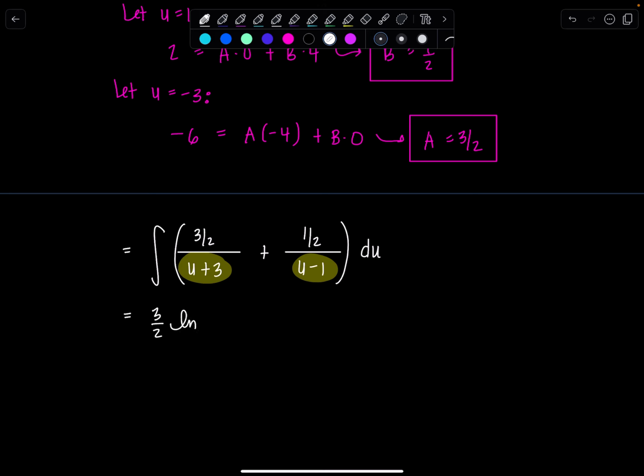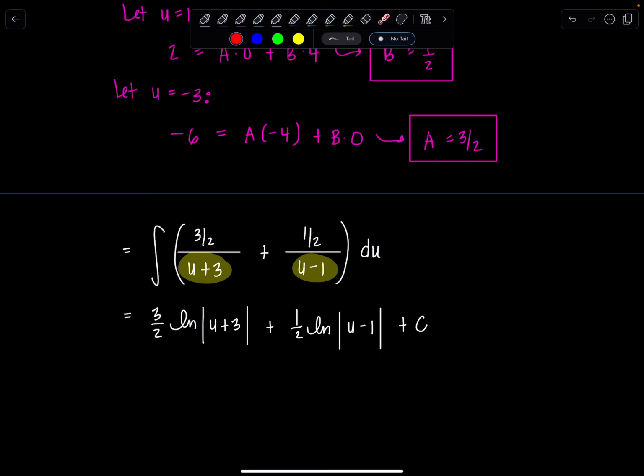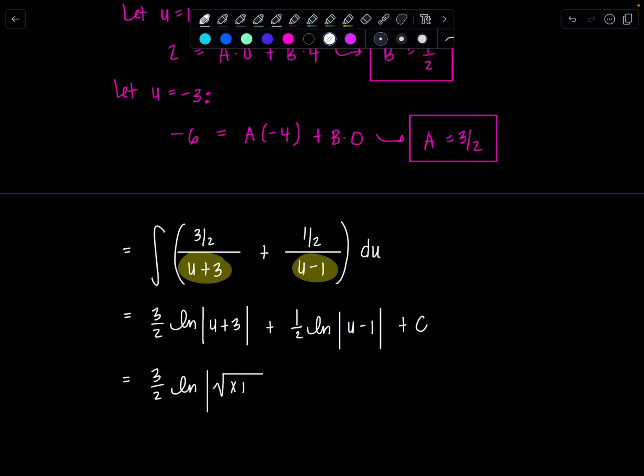So just keep the 3/2 ln absolute value u plus 3 plus 1/2 ln absolute value u minus 1, and then immediately you need to put plus c. As soon as you evaluate your antiderivative, as long as it's indefinite, meaning there's no limits of integration, you have to put plus c right away, first step. And then remember, we need to go back, replace u with rad x plus 3. So this is 3/2 natural log absolute value rad x plus 3 plus 3 plus 1/2 natural log absolute value radical x plus 3 minus 1 plus c.